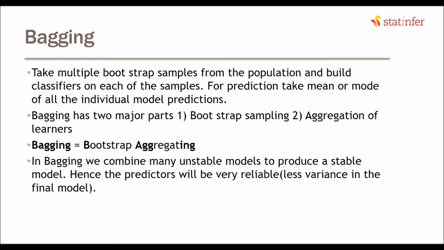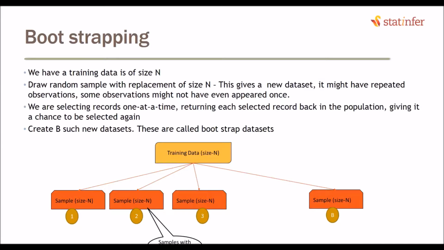In bagging, we combine many unstable models. Actually, I will not say unstable, rather many moderately good models, to produce one stable final model. Hence the predictions will be very reliable, that is, there is less variance in the final model. The coefficients will be highly consistent.